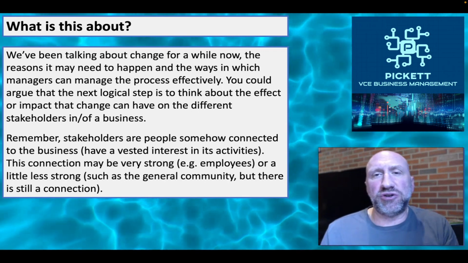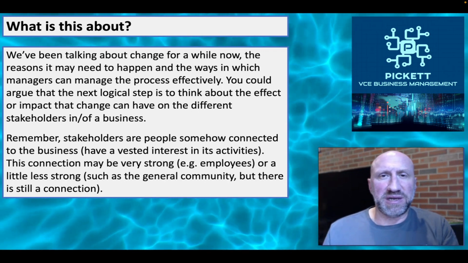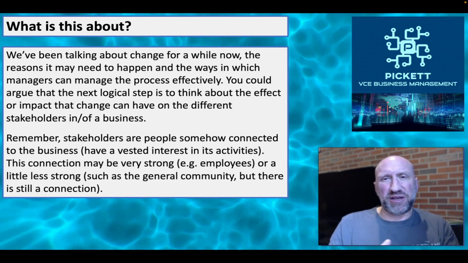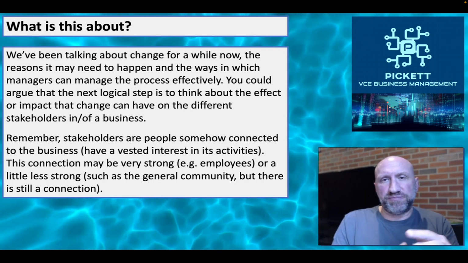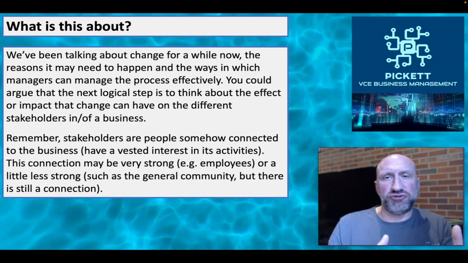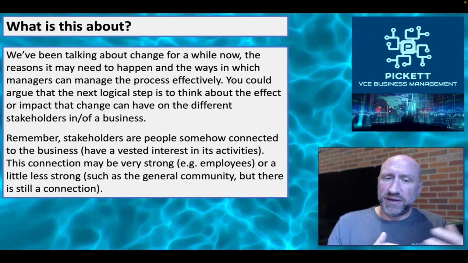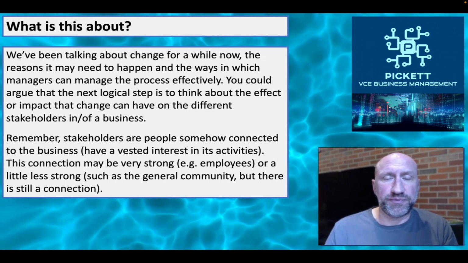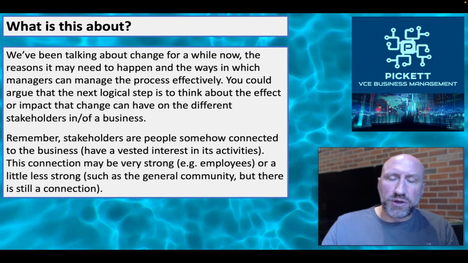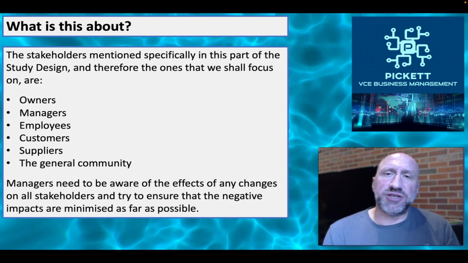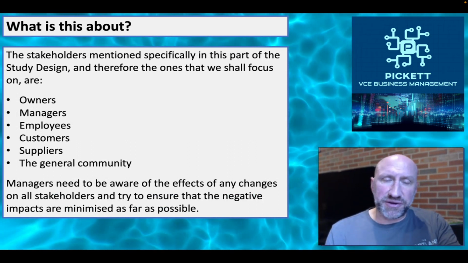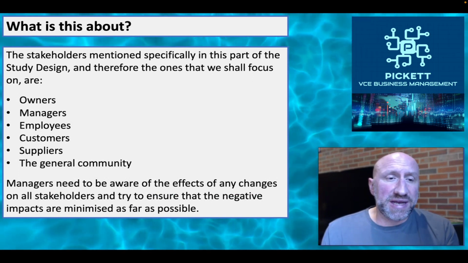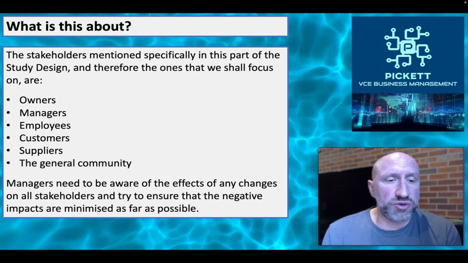And when we talk about general community, and I'll talk about an example of this later in the video, if you're talking about a big city like Melbourne, that connection tends to be a little bit more spurious. But when we're talking about country towns, regional towns around Australia, the impact that a business has on a community can be absolutely huge. So we will get into this. The stakeholders mentioned specifically in the study design, these are the ones they mention in that key knowledge dot point. So that's the 6 that I'm going to talk about here.